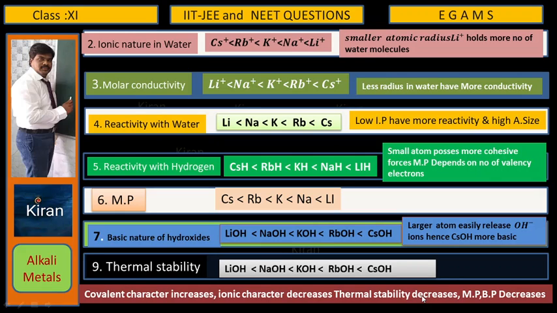They are not stable, so you can easily boil and melt them. So melting point and boiling point decrease. These are the interlinks: covalent character increases, ionic character decreases. When ionic character decreases, it easily melts and boils.